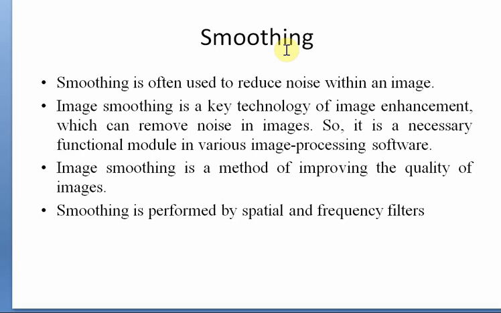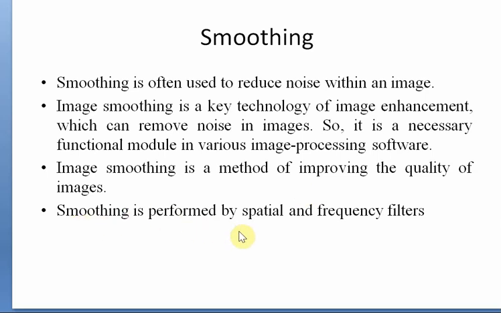That's why, what is the use of this smoothing? Smoothing smoothes the image, and sharpening sharpens the image. Smoothing means to reduce the noise; we are using this smoothing effect. Image smoothing is a key technology of image enhancement, which can remove noise in images. It is a necessary functional module in various image processing software. Image smoothing is a method of improving the quality of the image. Am I correct?